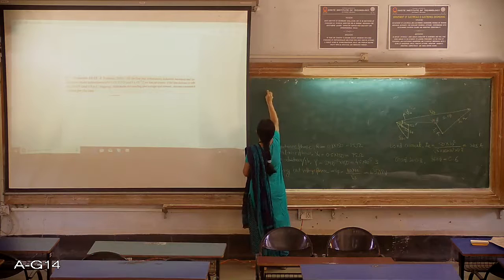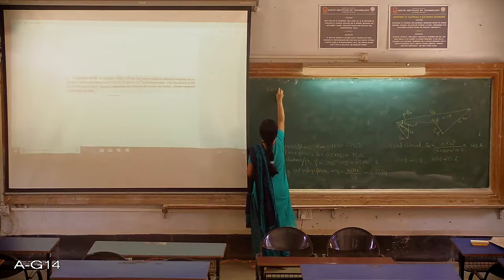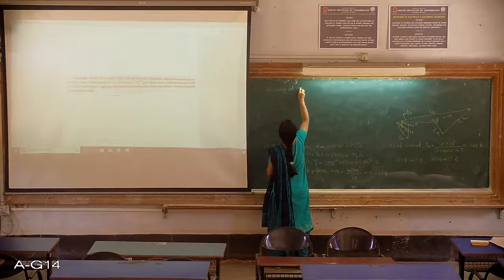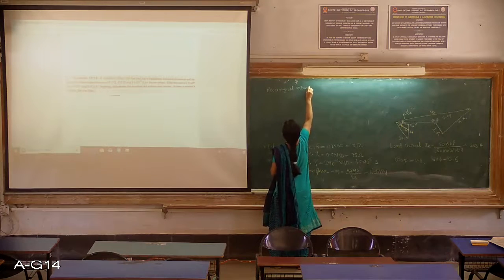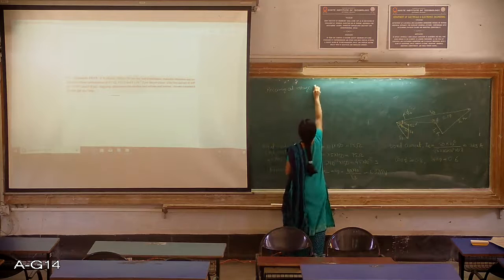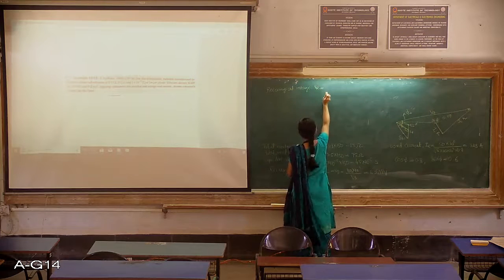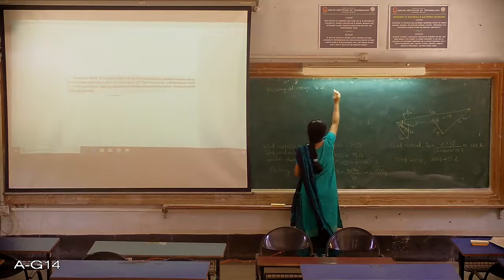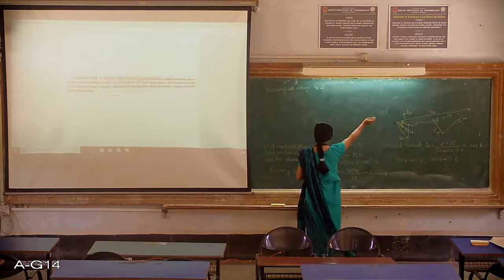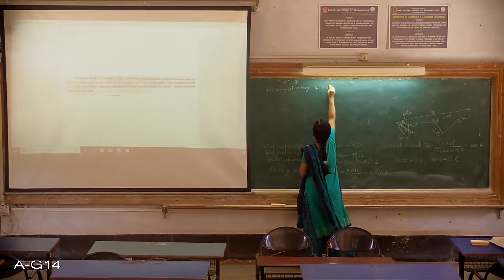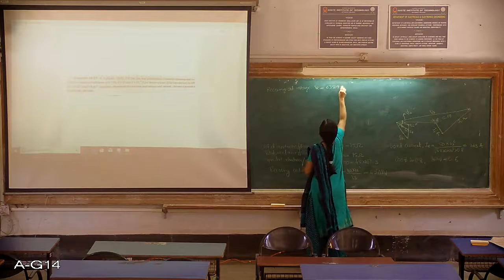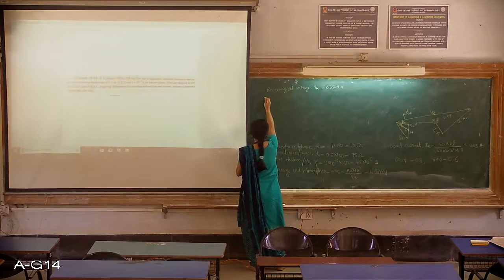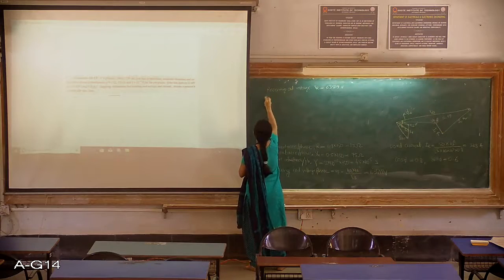So the receiving end voltage VR is VR plus J0. I'll directly write the answer, so it is 63,508 volts. Okay. So now what I have to do? I have to calculate the load current, or you can say the receiving end current IR.